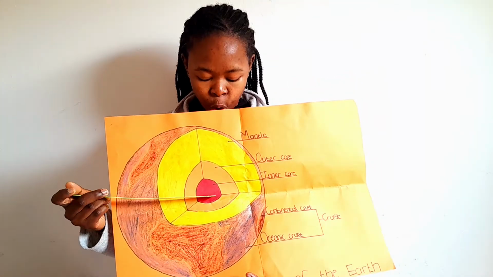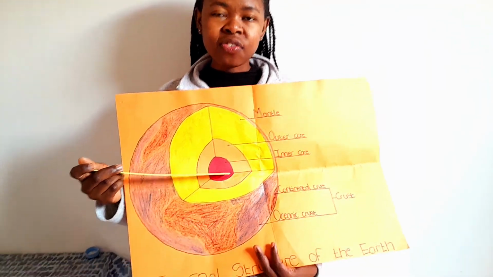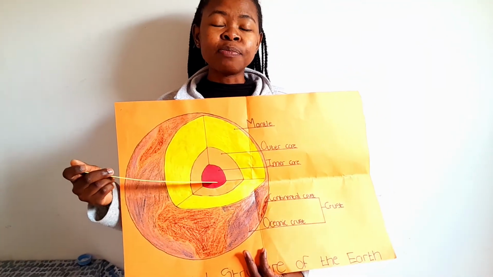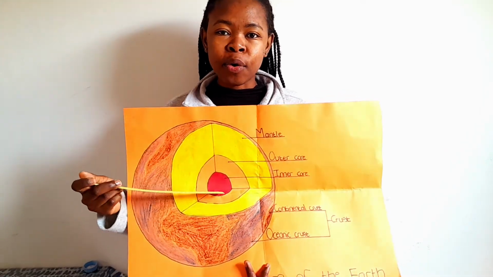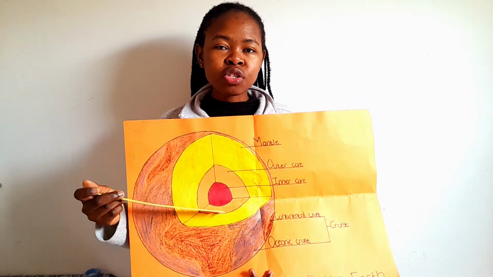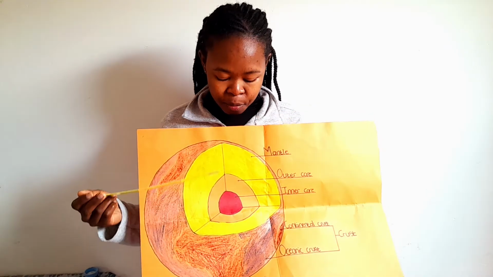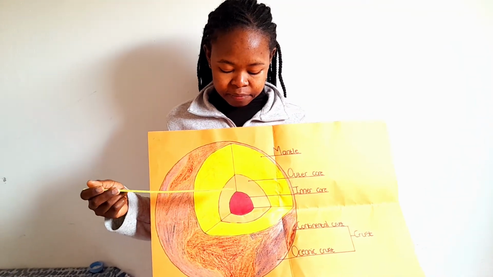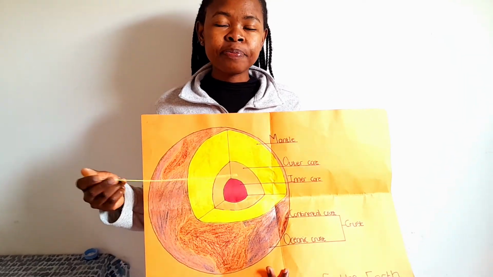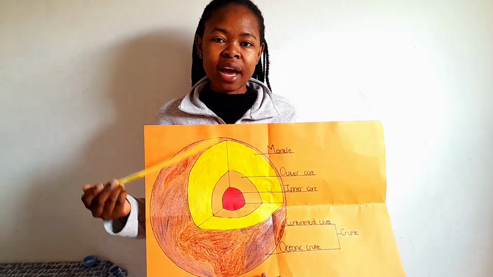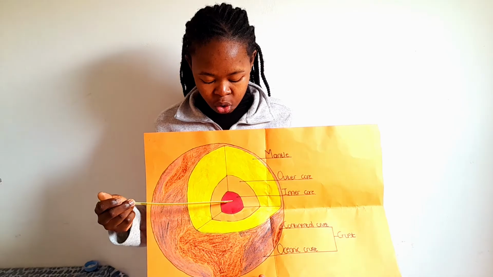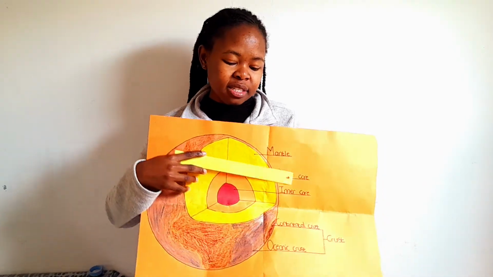Now, this is the hottest layer of the Earth, and it is like a solid metal ball. This is because of the high pressure from all the other layers. It is the bedrock, and it supports all the other layers. Without the inner core, all the other layers would sink down, and the Earth would not exist.